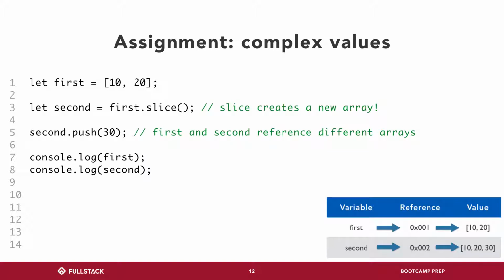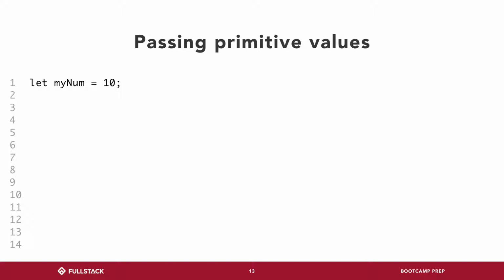What will second look like? Yeah, this was the example that we just asked about before we saw it. Great questions. Okay, so passing primitive values. Again, we can return to this.